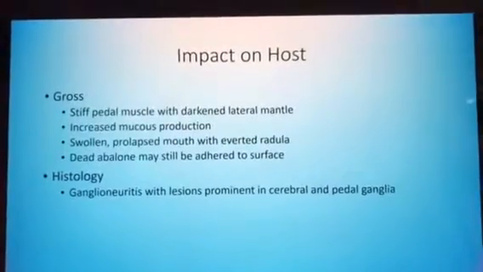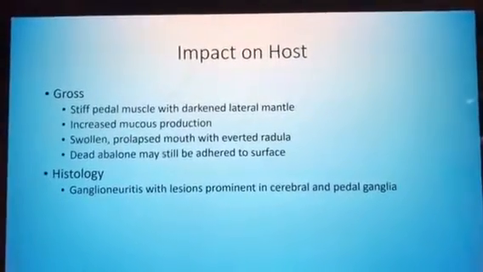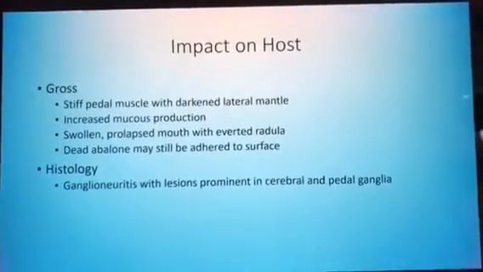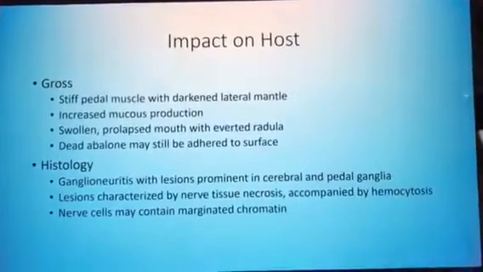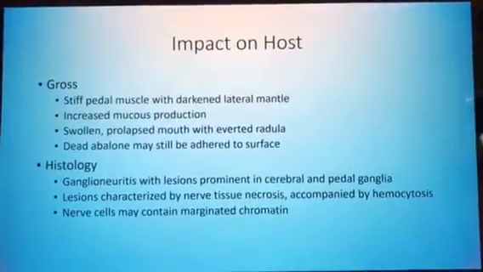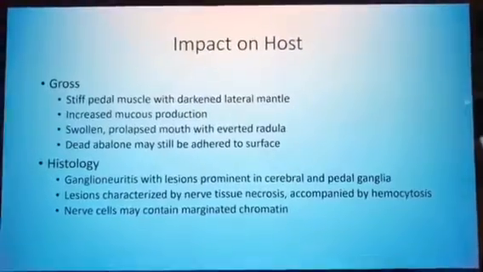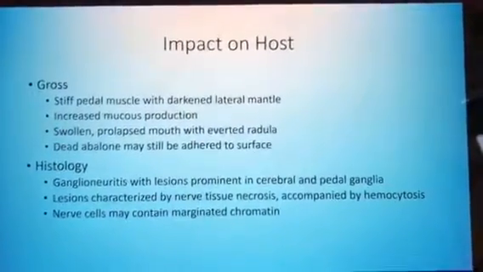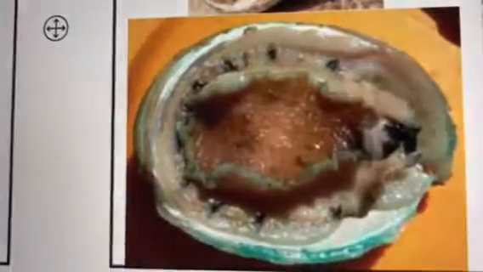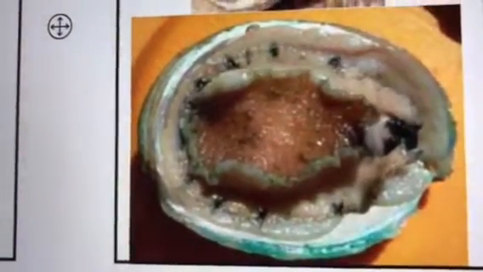Looking at histological signs, you'll see ganglion neuritis with lesions prominent in cerebral and pedal ganglia. The lesions are characterized by nerve tissue necrosis accompanied by hemocytosis. Nerve cells may contain marginated chromatin. Just look how terrible this looks. This is one very sick abalone.